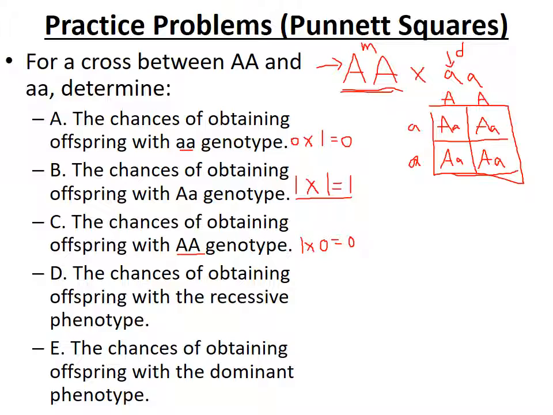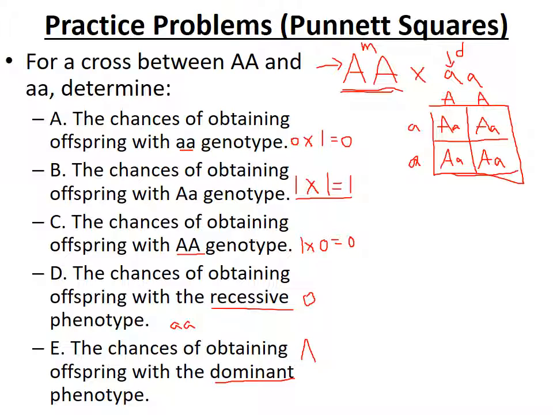The chances of having offspring with the recessive phenotype. So you have to just translate what that means. You got to think a bit. The recessive phenotype means that you must be little a, little a. And we already discovered here that the recessive phenotype is little a, so we can't have that. 0% chance.